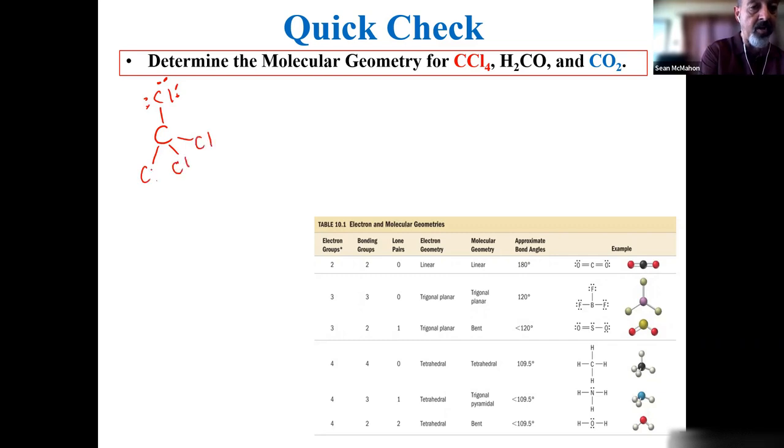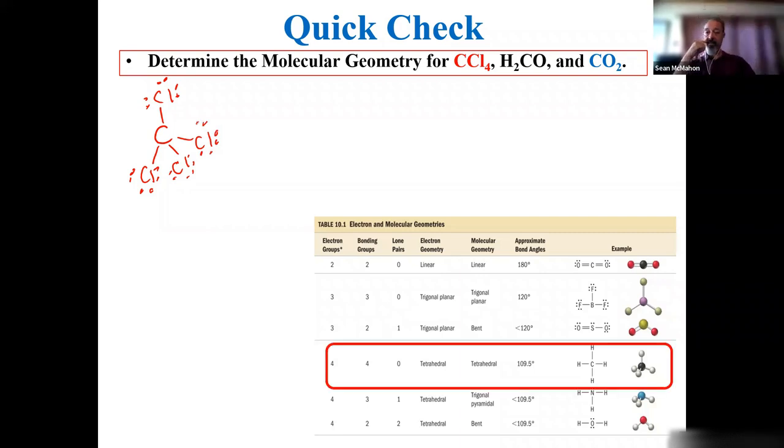It's got 4 chlorines. So 4 electron groups, because 4 atoms. What is that? Well, it's an electron group geometry of tetrahedral. Since there's no lone pair on the central atom, the molecular geometry is also tetrahedral, and the bond angle is 109.5.